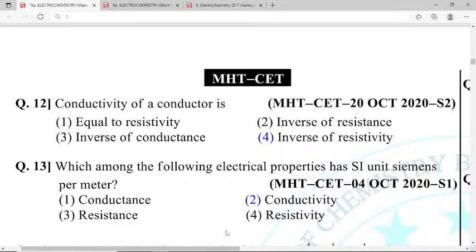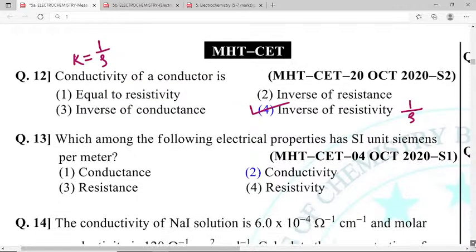Conductivity of a conductor is inverse of resistivity. Conductivity K is equal to reciprocal of resistivity. Inverse of resistivity. So this is inverse of resistivity. Inverse of resistivity is the conductivity.